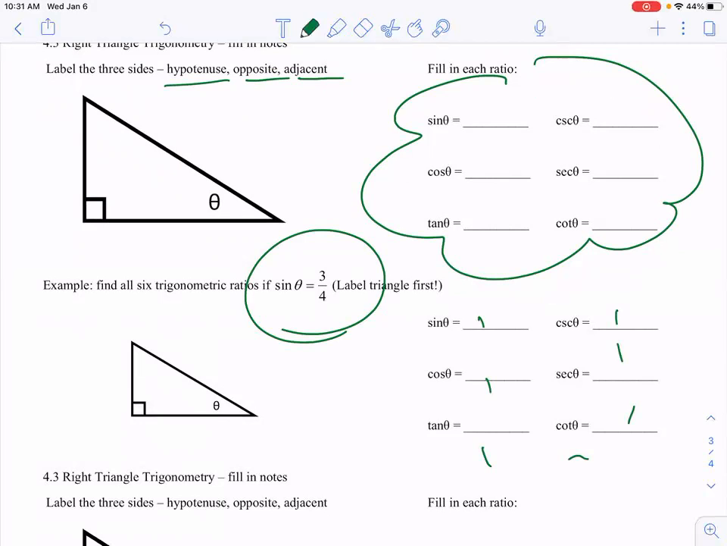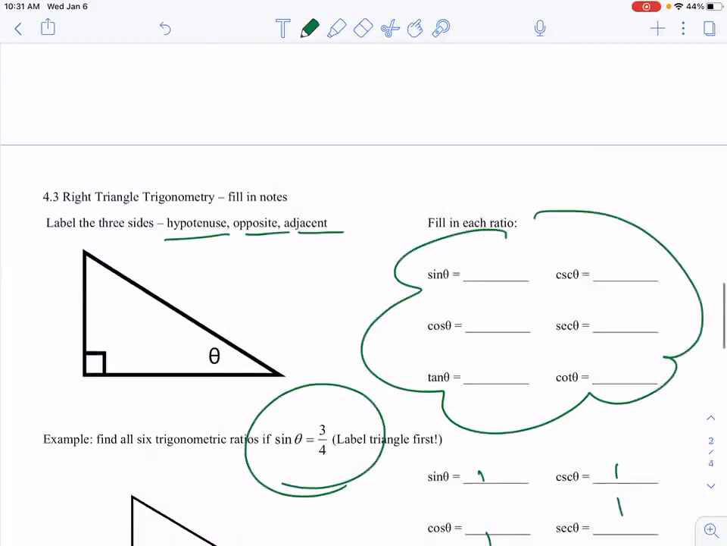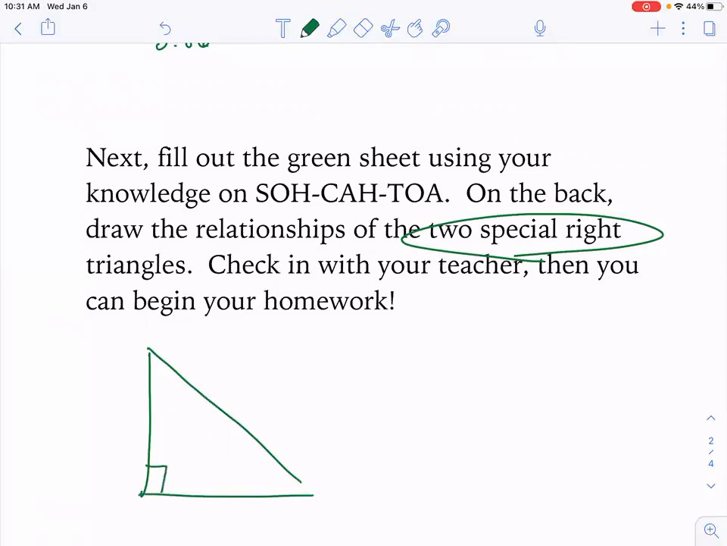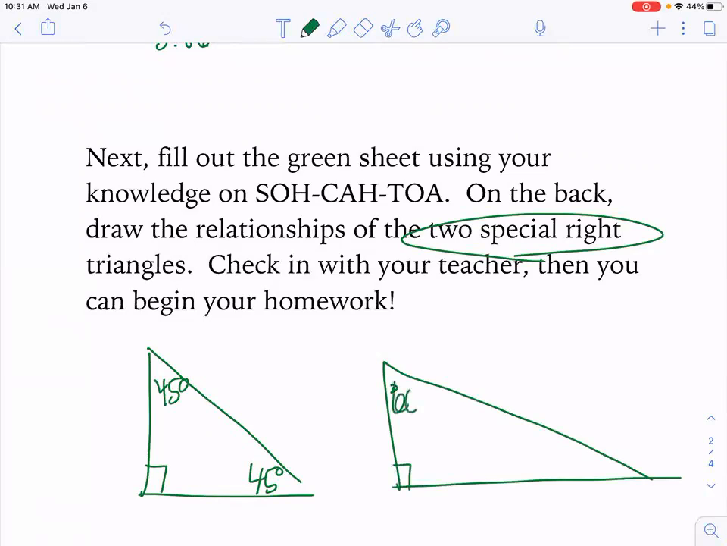On the back of this half sheet of paper, I also want you to draw the 2 special right triangles. Our 2 special right triangles are 45-45-90 and 30-60-90. There's a relationship with the sides.